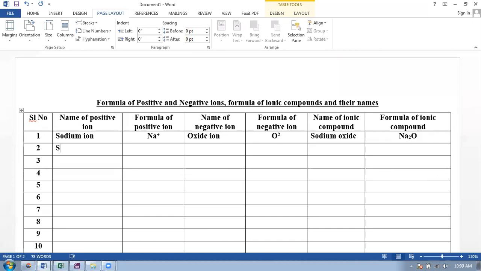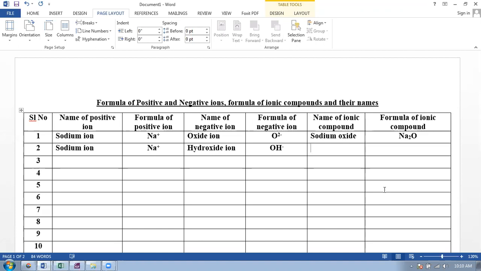Let's see another one. For example, sodium ion, and it is Na plus. And for example here, hydroxide ion. And hydroxide ion is OH minus. You have to remember the formula of positive and negative ions. I will be giving some positive and negative ions list here today. And there are some positive and negative ions formula also given in your textbook. So you can memorize them or you can just remember them, anything.